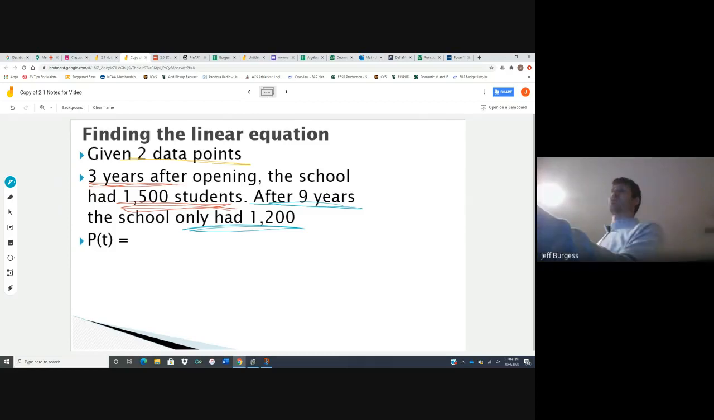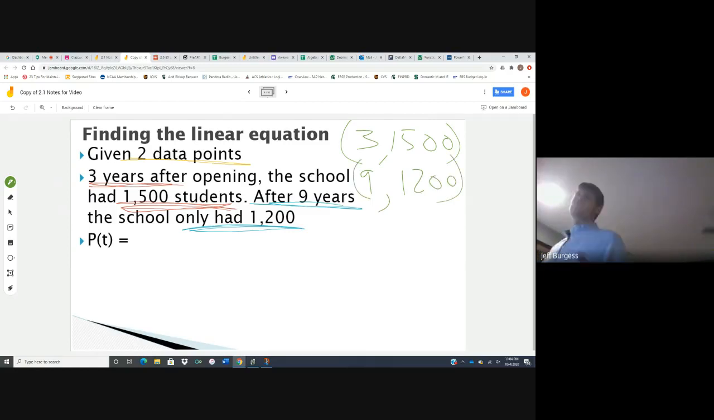So I actually have 2 points. I have the point 3 and 1,500, and I have the point 9 and 1,200. Those are my 2 data points. Either they're just given to you, or you need to read and analyze it, depending on the situation. So you know how to find rate of change. We did that all last unit in a huge part of Algebra 1, right? Change in y over change in x, y2 minus y1 divided by x2 minus x1, or like we just did, f of b minus f of a divided by b minus a, right? Change in y over change in x.